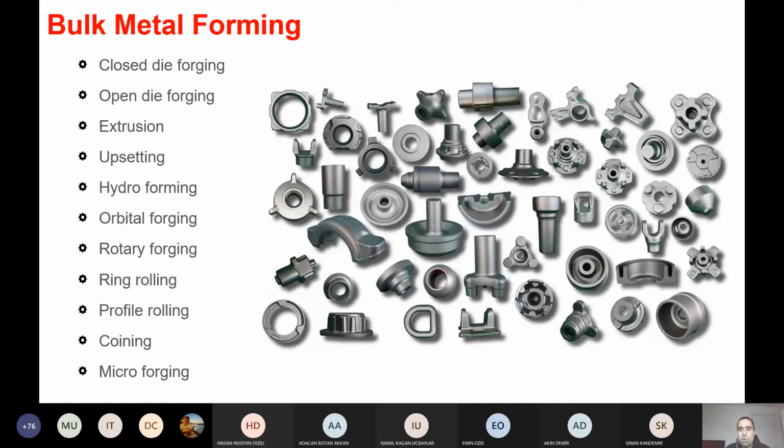And there are different types of processes. I will show examples for some of them. So when you hear about closed die forging, open die forging, extrusion, upsetting, hydroforming, which can also be related to sheet metal but also to bulk, orbital forging, rotary forging, ring rolling, profile rolling, coining, and micro forging. These all can be considered as bulk metal forming processes.